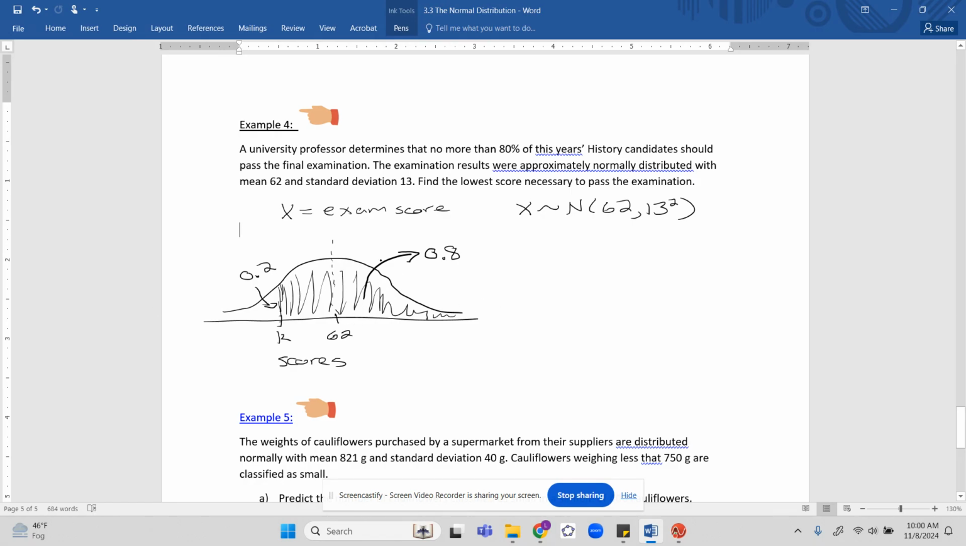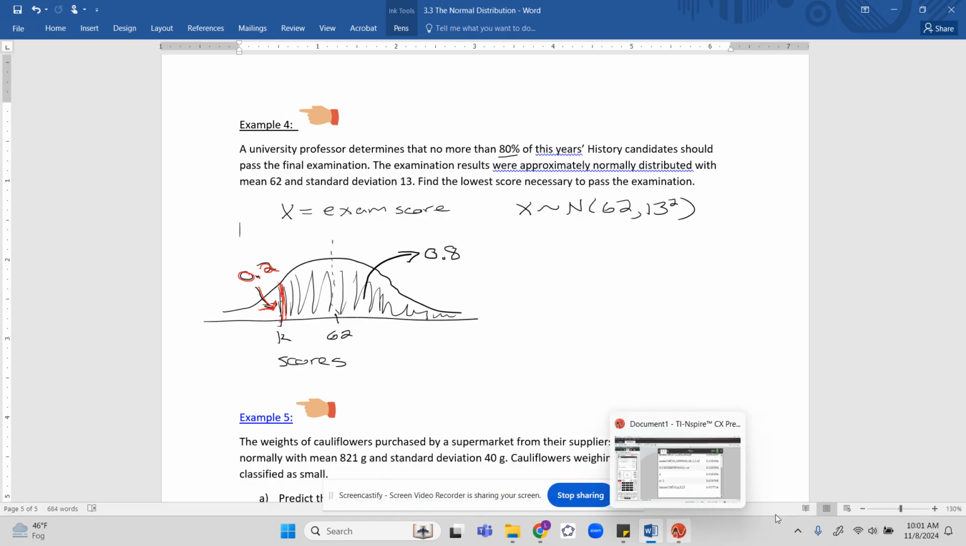When you know the area under the curve, then you use what's called the inverse normal distribution. You're working backwards to find the number on the x-axis. So when you're given the probability or the percentage or the area under the curve, then you use inverse normal. The only problem with inverse normal is in the calculator you have to put in the area to the left of what you're looking for. And so I'm actually going to have to use 0.2 here because I want to know the area to the left. Well, I know 80% pass, that means 20% fail.